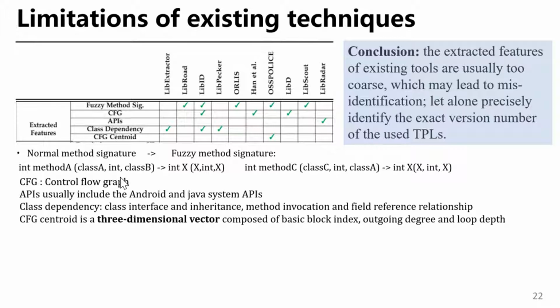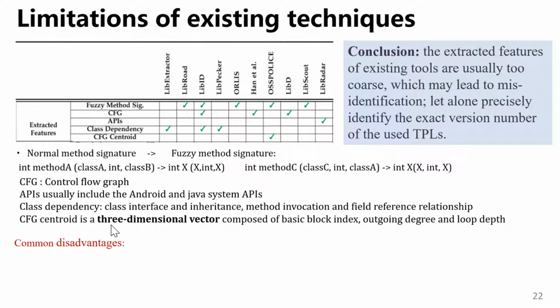I think most of you are familiar with CFG, API, and class dependency. We want to elaborate on the details here. As for the CFG centroid, it is a three-dimensional vector which can reflect the structure of the CFG.